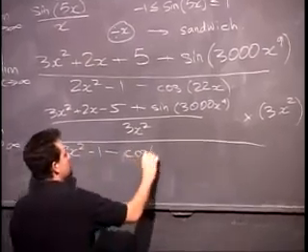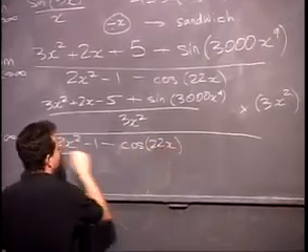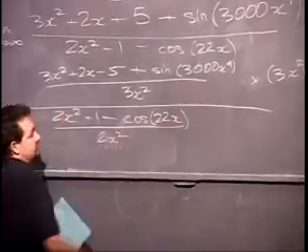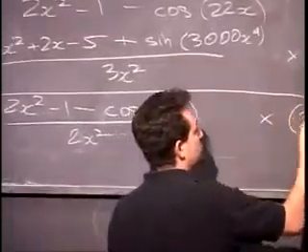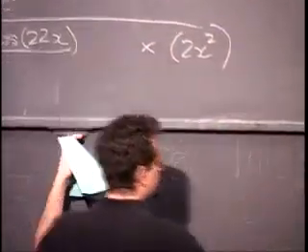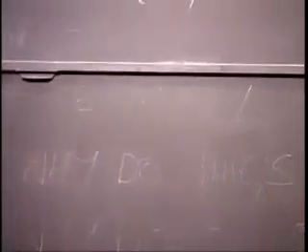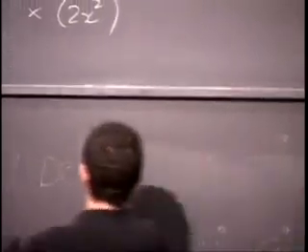here the term is 2x squared, and of course the correction is 2x squared. This is not very well erased.